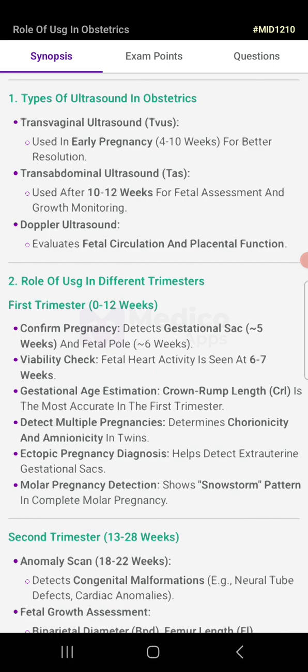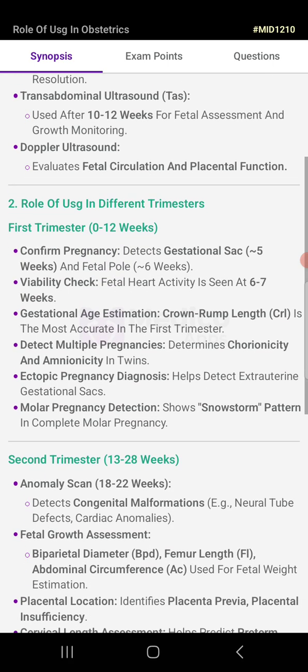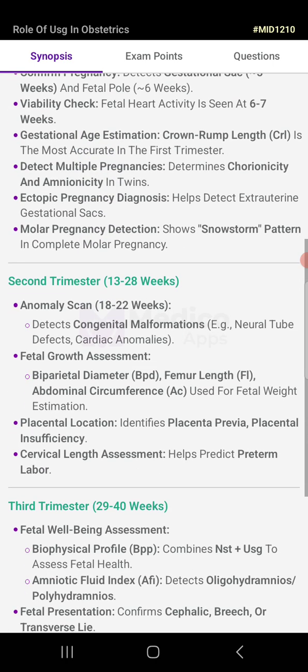Gestational age estimation: crown-rump length is the most accurate in the first trimester. Detects multiple pregnancy and determines chorionicity and amnionicity in twins. Ectopic pregnancy diagnosis: helps detect extrauterine gestational sacs. Molar pregnancy detection: shows the snowstorm pattern in complete molar pregnancy.